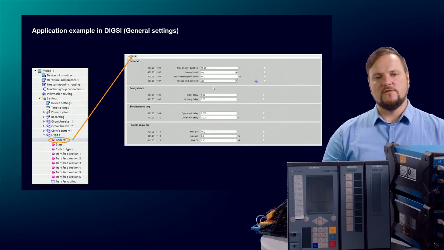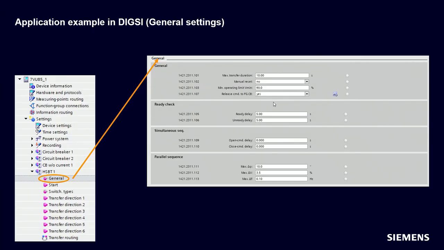If we have a look at the application example in DIGSI, then you see the function group is set in different stages. At first, we have the block of the general settings. Here we see the general settings for the maximal transfer duration, manual reset, and so on. We see the readiness check of the functionality.